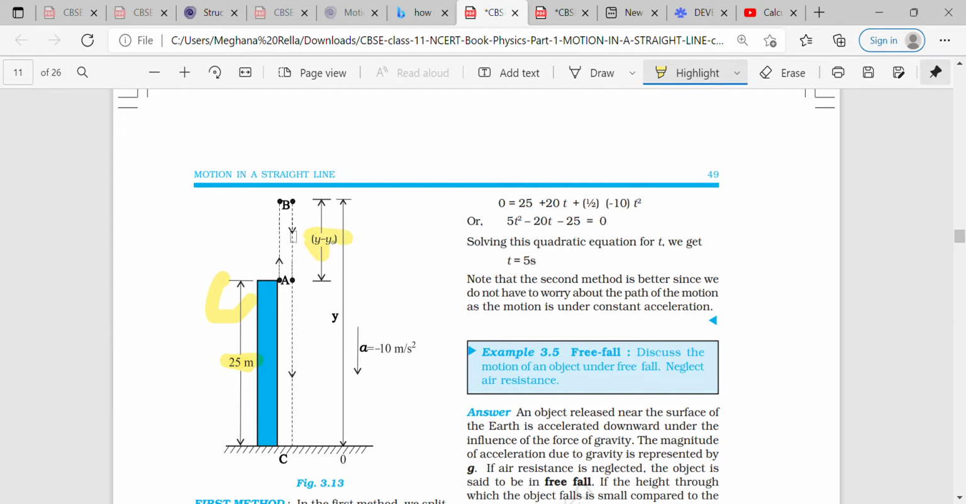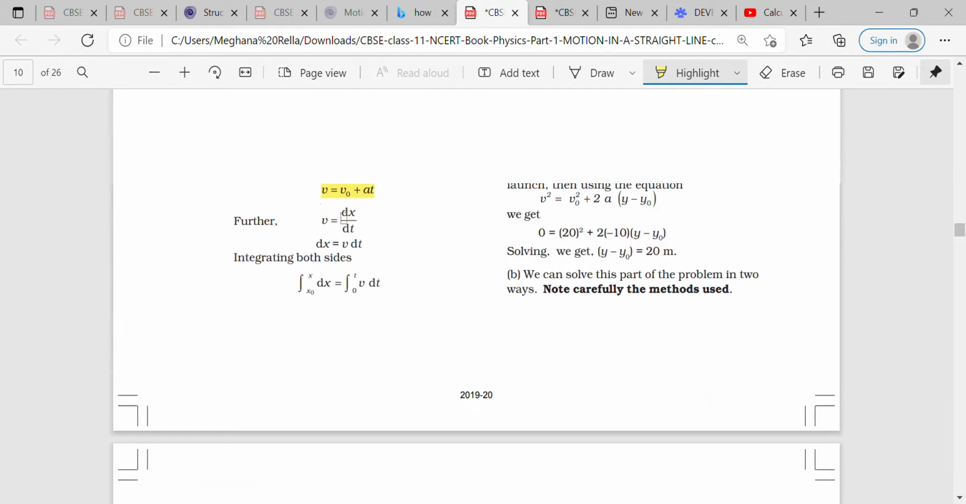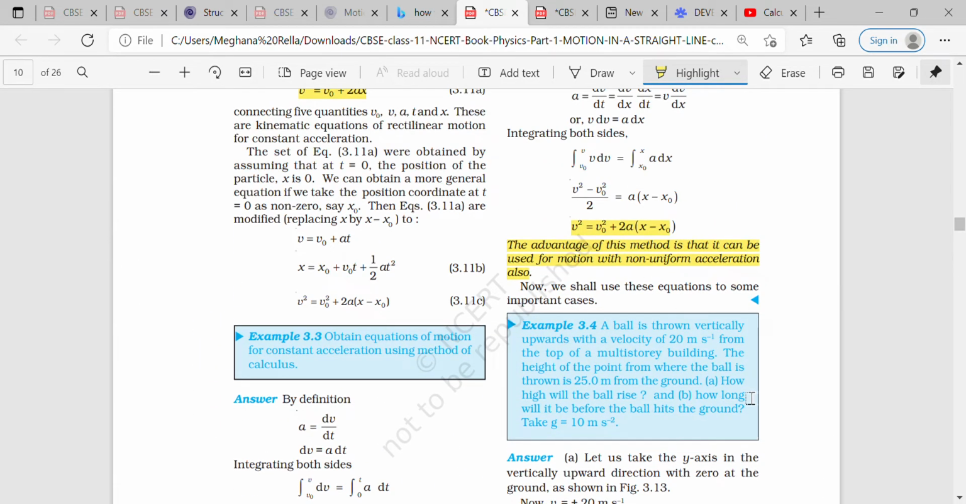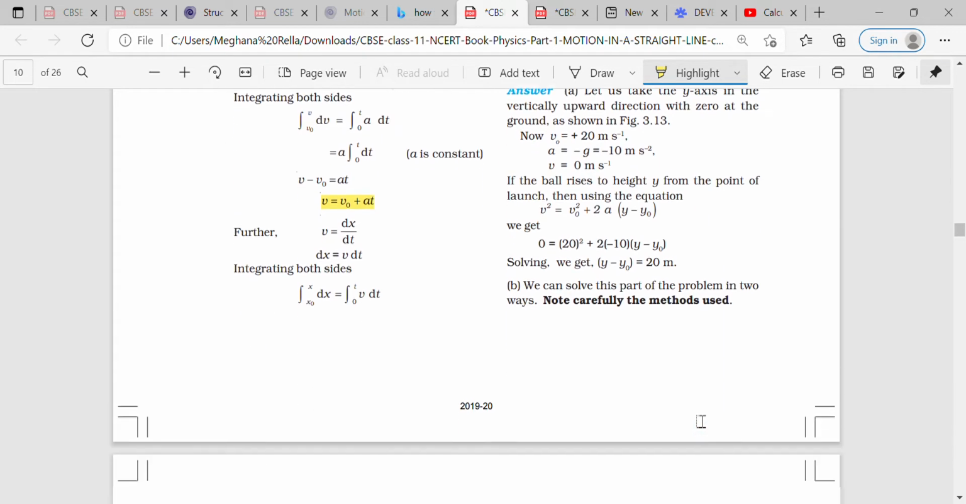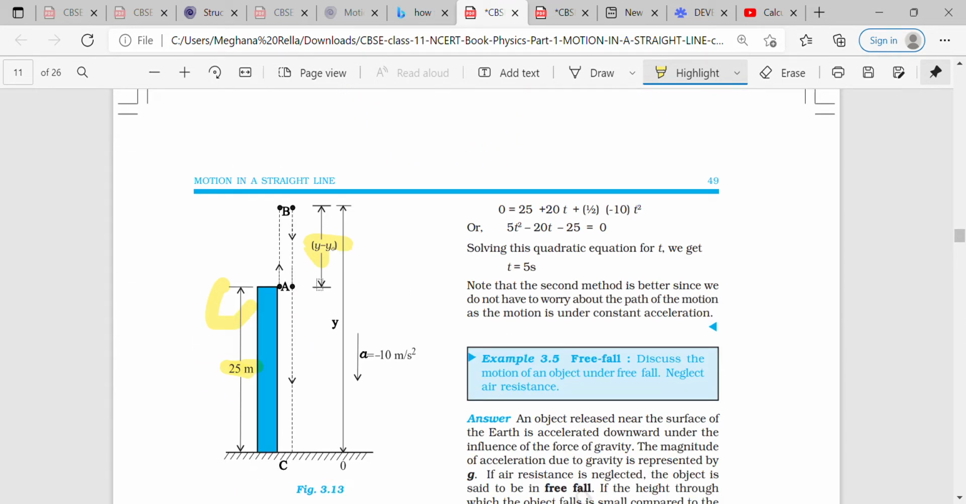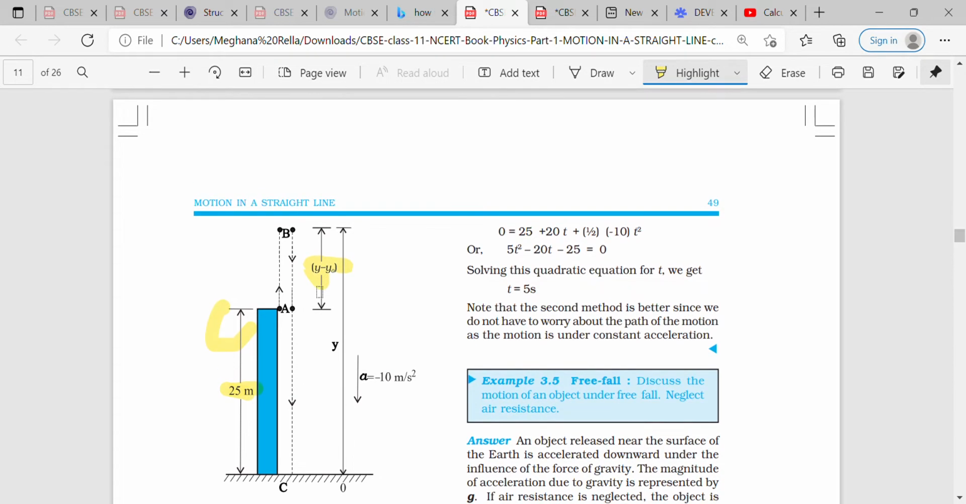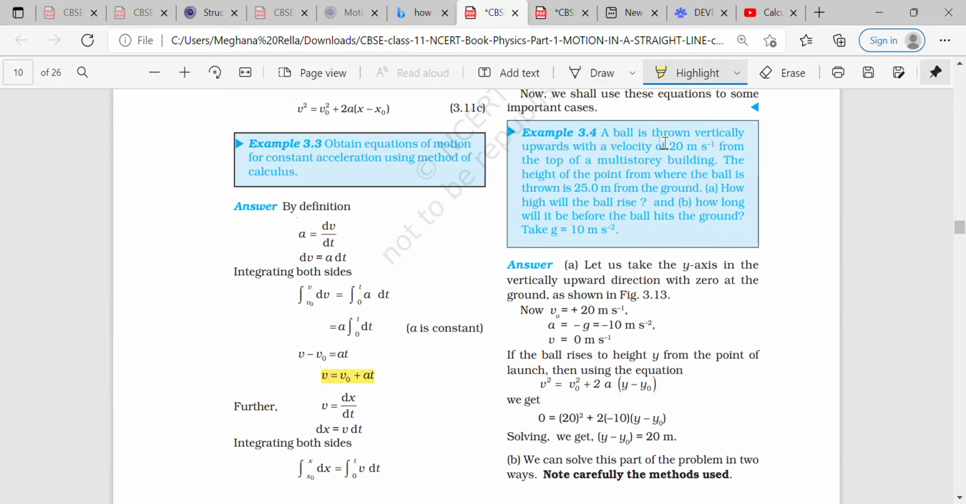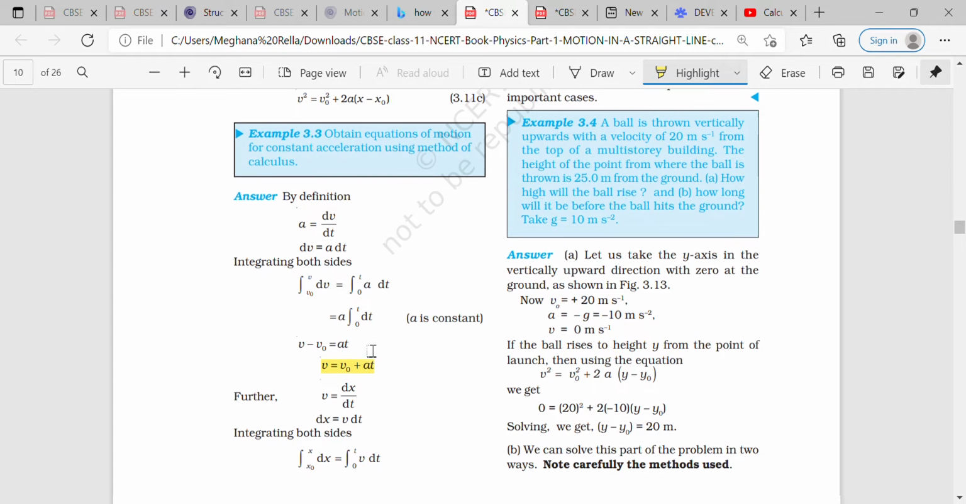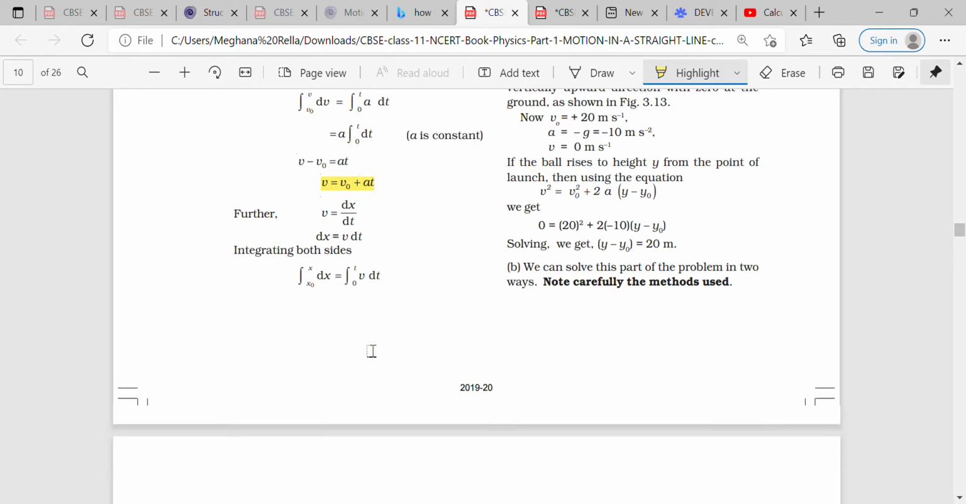So this is y naught. This is y. This will come back. So from point b to a will be y minus y naught. What we have to find out is how long. We'll have to find y minus y naught, and we'll have to find the time. The ball is thrown upwards with a velocity of 2 meters per second.